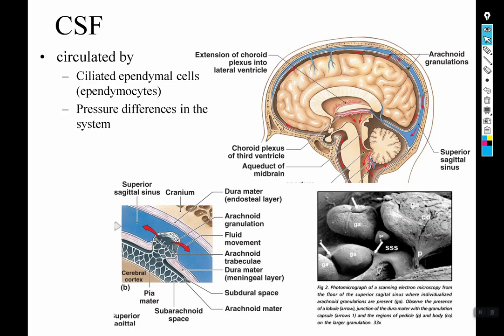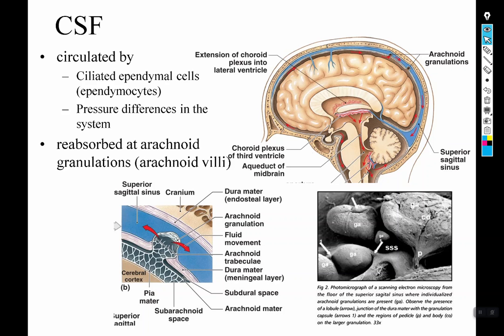So in places where there are dural sinuses, we've got this situation where there is an endosteal layer of the dura mater, and then there's a fluid-filled space which is full of venous blood, and then there is the meningeal layer, and poking up through the meningeal layer into the sinus itself is this extension of the arachnoid mater called arachnoid granulations or villi. And this produces a thinner membrane through which the cerebrospinal fluid can enter the venous circulation.